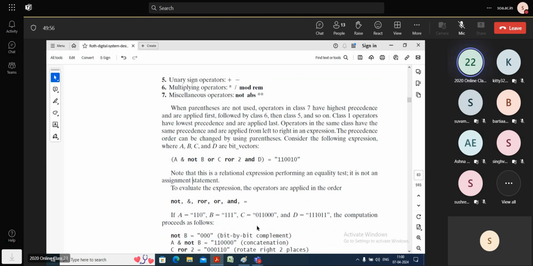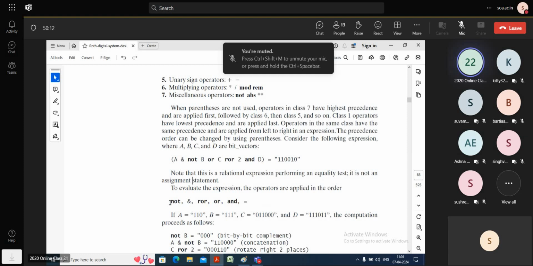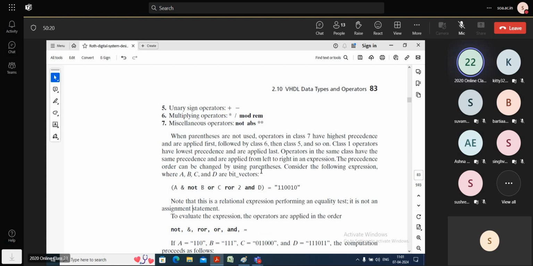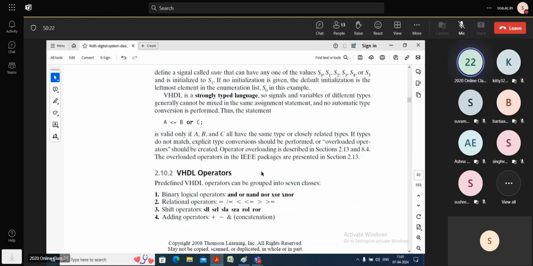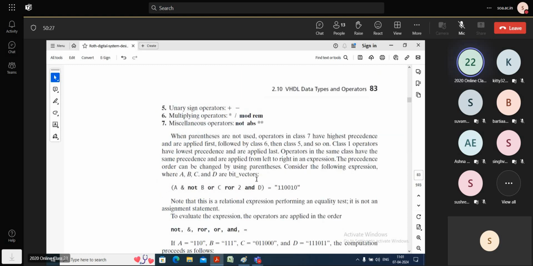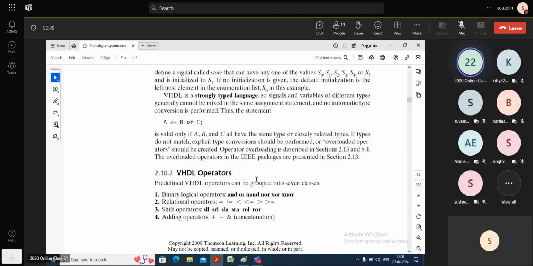Now evaluate this expression: in which order are the operators applied? Class 7 has the highest precedence. Here there is the operator not, so this operation will be done first. Then there is the operator ampersand, the concatenation operator. So first not, then concatenation. Then comes ROR, rotate right.